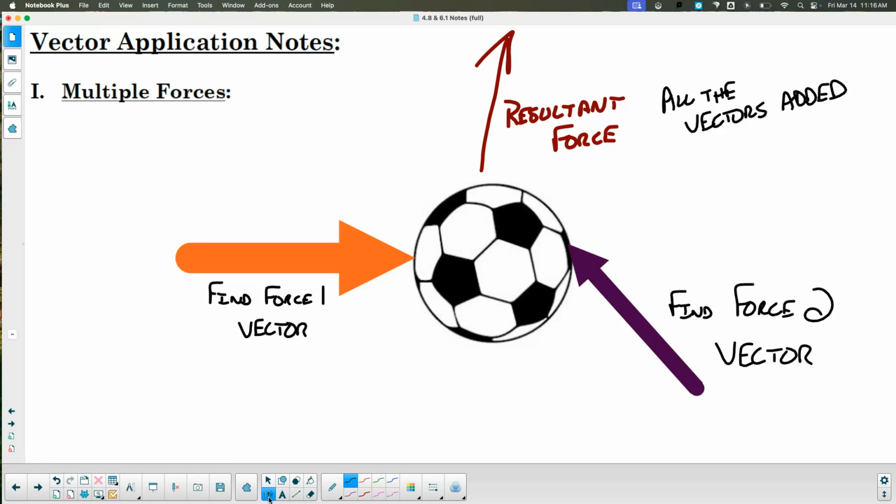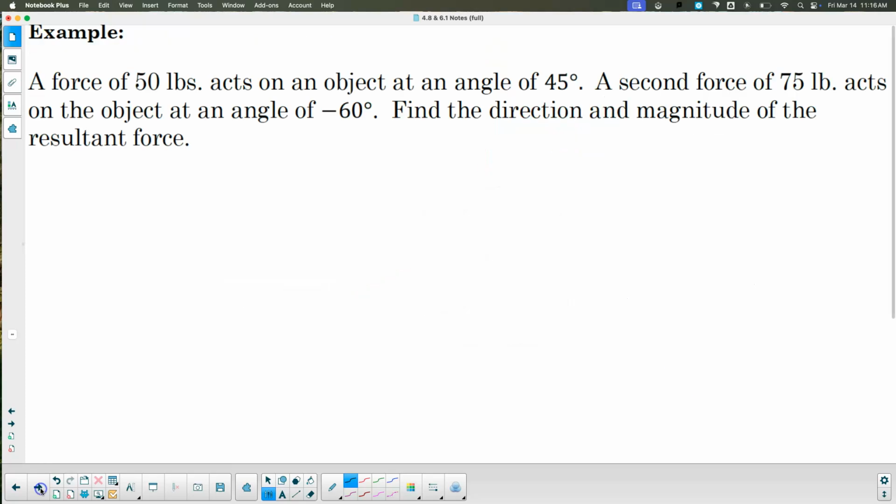So remembering from yesterday how we find a vector given a magnitude and a direction, we take the magnitude times the cosine of the direction. That gives us our horizontal component. We take the magnitude times the sine of the direction. That gives us our vertical component. Okay? And then we add all those together from all those different forces. Okay? Let's try one. Okay?